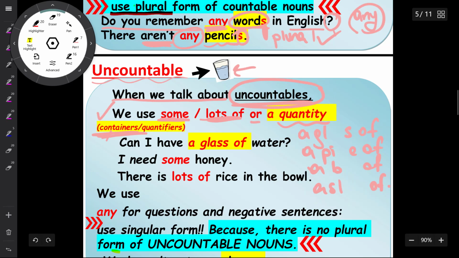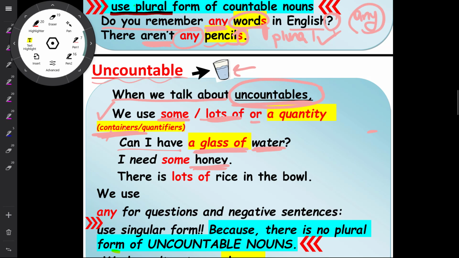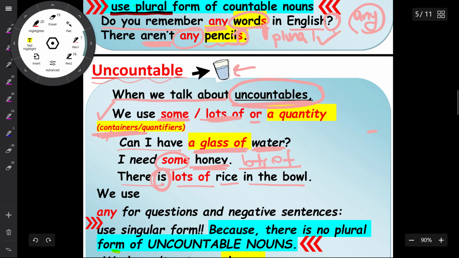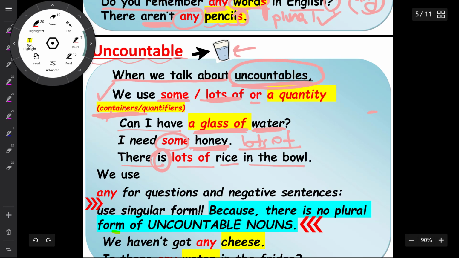Okay, let's look at our examples. Okay, can I have a glass of water? Yes, water, uncountable, and we used here a container. Can I have a glass of water? And honey. I need some honey. Honey, uncountable. Honey is an uncountable noun. So we use some or lots of. If you want to use, you can use lots of too. Okay? The meanings are different. And there is lots of rice in the bowl. Okay, rice, uncountable.